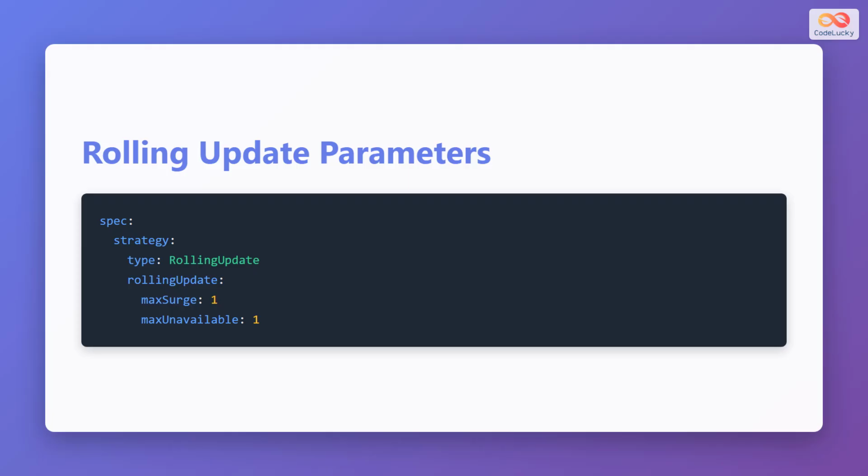You can fine-tune the rolling update behavior using specific parameters in your deployment specification. Under the strategy section, set the type to RollingUpdate. The rollingUpdate subsection contains two important parameters. maxSurge defines the maximum number of pods that can be created above the desired replica count during the update. maxUnavailable specifies the maximum number of pods that can be unavailable during the update process. Both parameters can be specified as absolute numbers or percentages. Setting these values to 1 means Kubernetes will update one pod at a time, ensuring a slow and steady rollout with minimal risk.